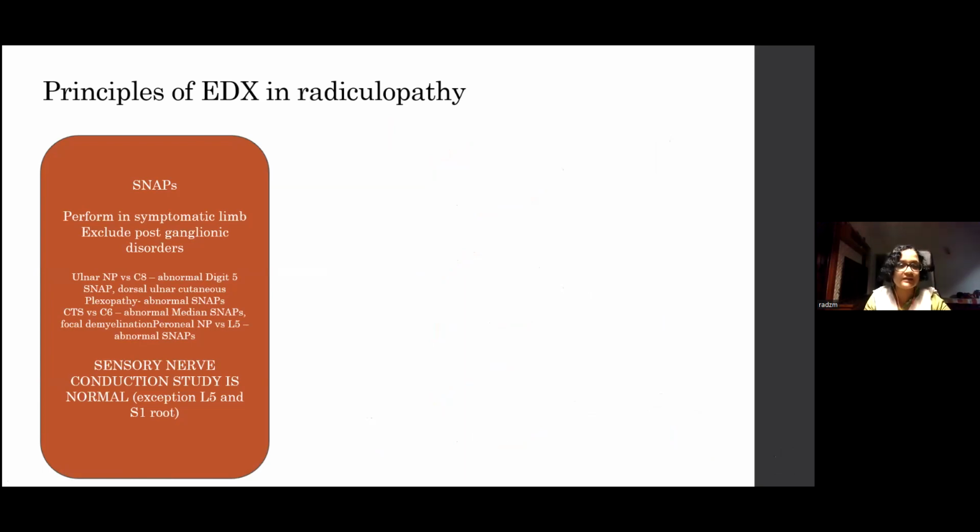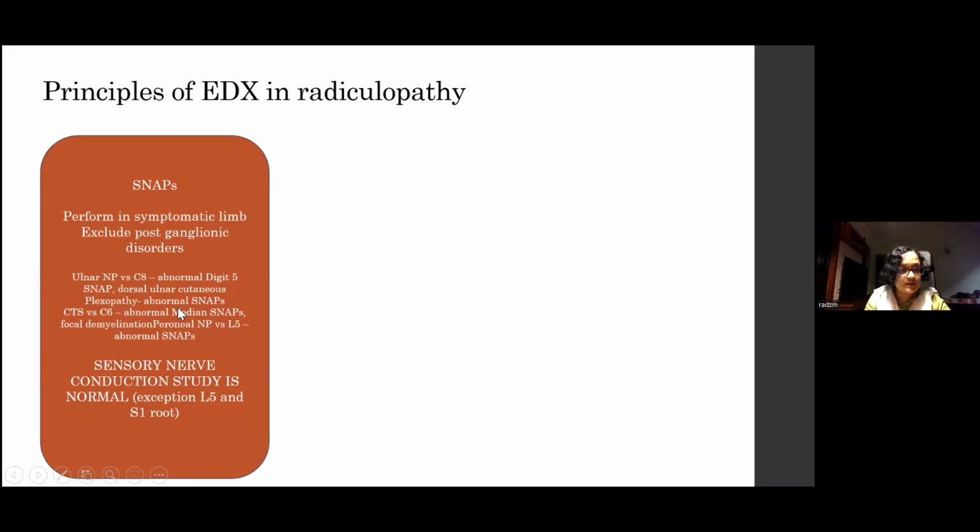There are exceptions like the intraspinal ganglion in L5 and S1, but in the vast majority of cases the sensory nerve conduction study is normal, as long as there is no coexistent postganglionic problem like peripheral neuropathy, for example. So I've given a few examples here. How do you differentiate ulnar neuropathy versus C8 radiculopathy? You're looking for an abnormal digit 5 SNAP or dorsal ulnar cutaneous SNAP, which will point you towards a postganglionic disorder such as ulnar neuropathy.